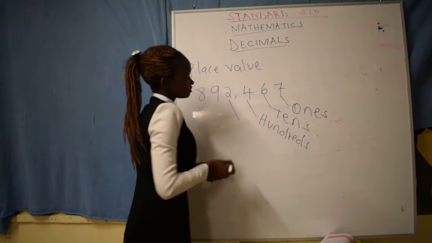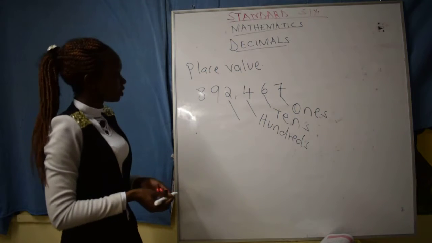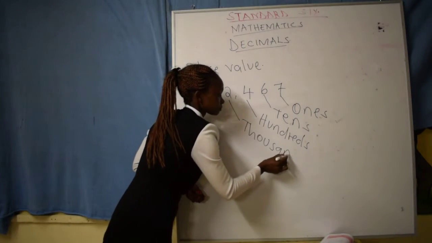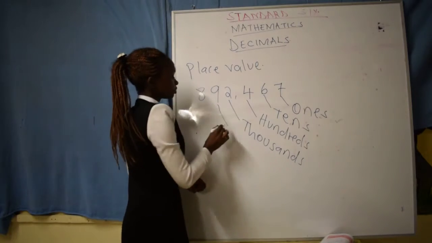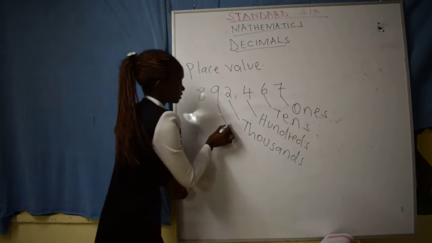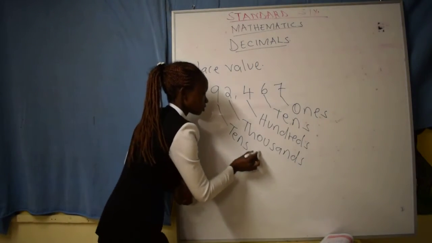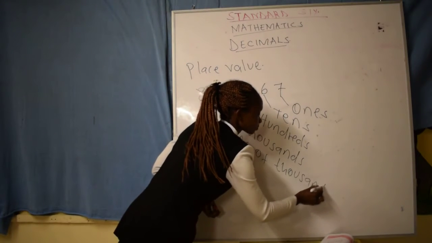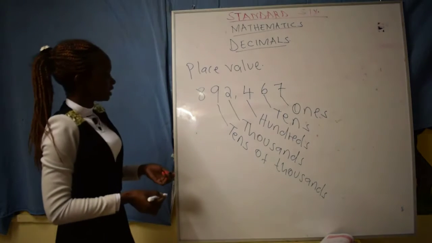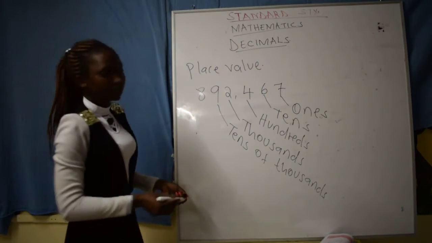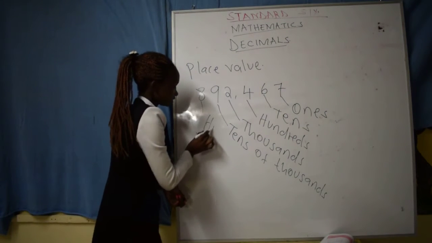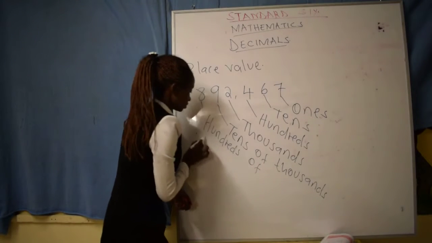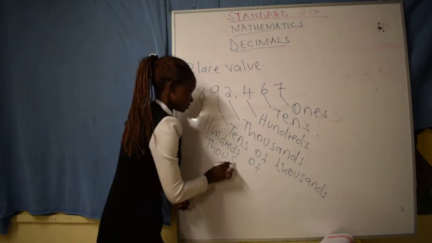What about the place value of digit 2? Good. Thousands. The place value of digit 9? Tens of thousands. And lastly, the place value of digit 8 is hundreds of thousands. Good.